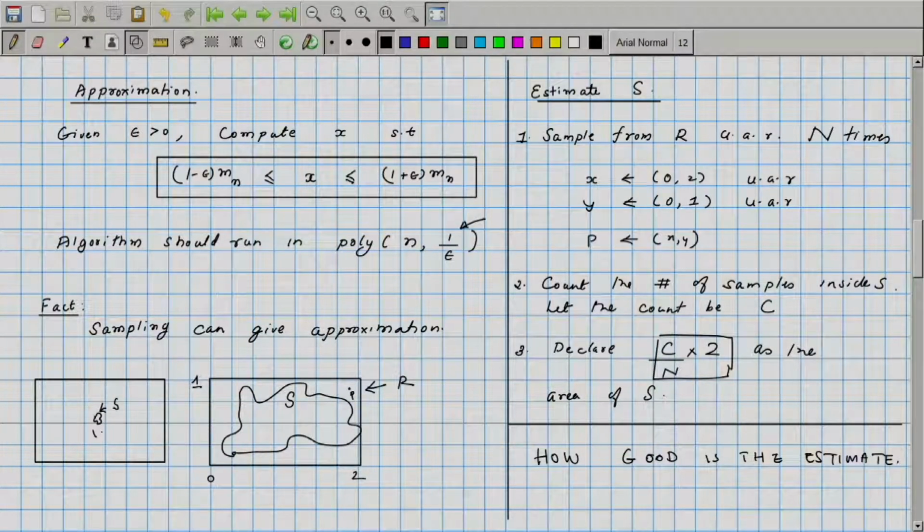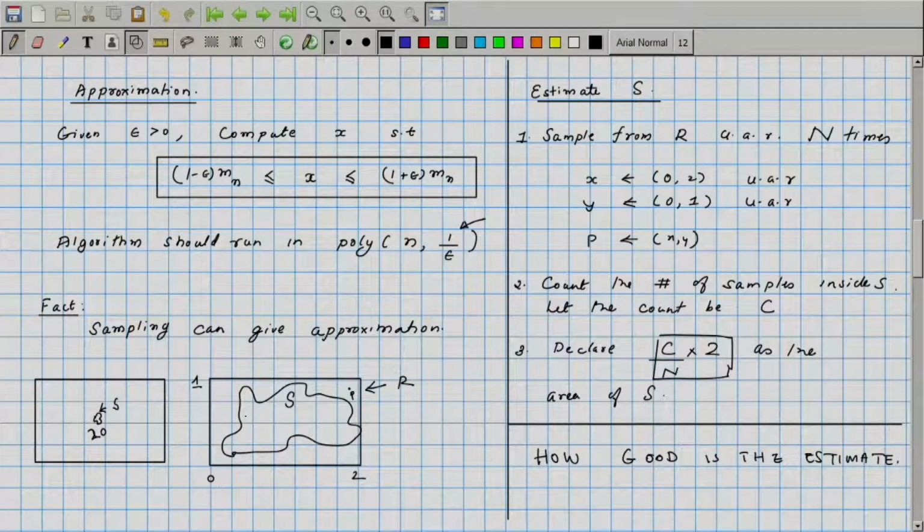So, if this is 10 times smaller than this, or let us say 20 times smaller than this, will it suffice if we just sample 20 times more, or do we have to do, let us say, 2 power 20? So, what is the dependency between the size of the area that we are estimating and the quality of our approximation? So, this algorithm we will call the Monte Carlo algorithm.